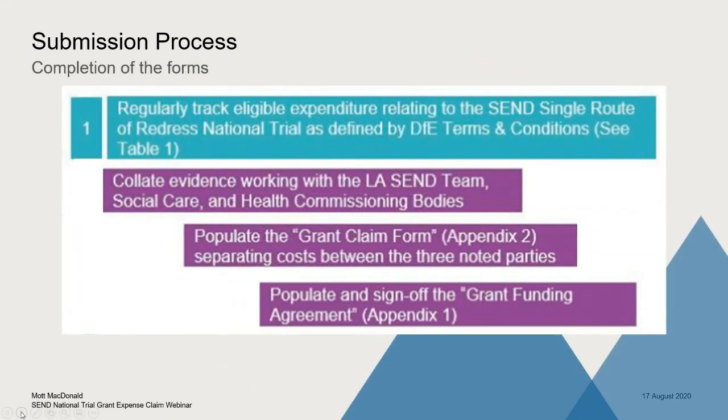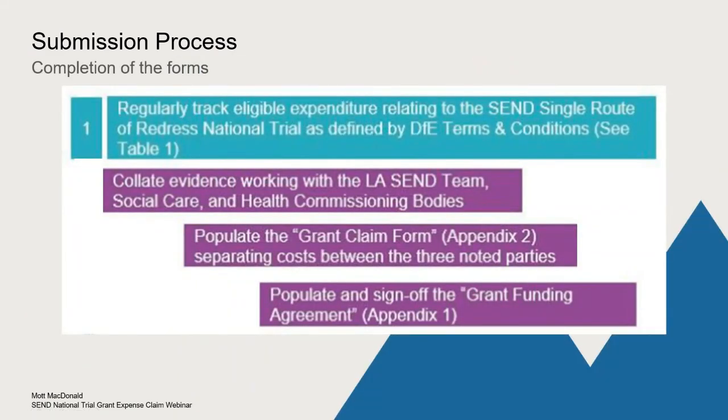So if we move on to section 1, this is the part of the process that we have just covered. So filling out the expense claim documents, the grant form and the letter, and reading through all of the guidance. The LA SEND team, as we mentioned before, is responsible for collating and submitting the expense claim form and signed grant funding agreement, working with the social care team and health commissioning bodies to obtain information and data for the forms. The claim form must then be populated, as we've just run through, and the grant funding agreement must be signed by a person authorised to sign on behalf of the local authority.